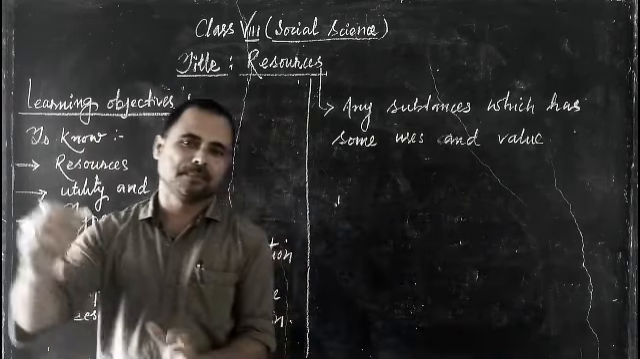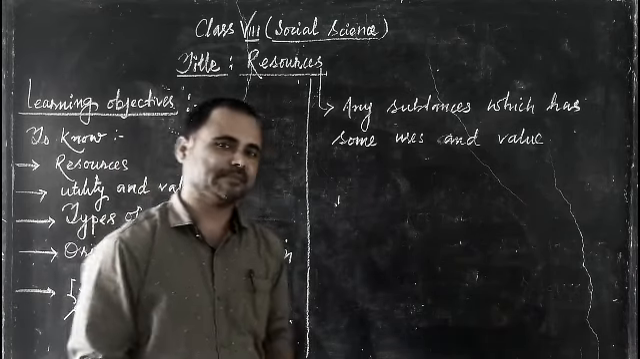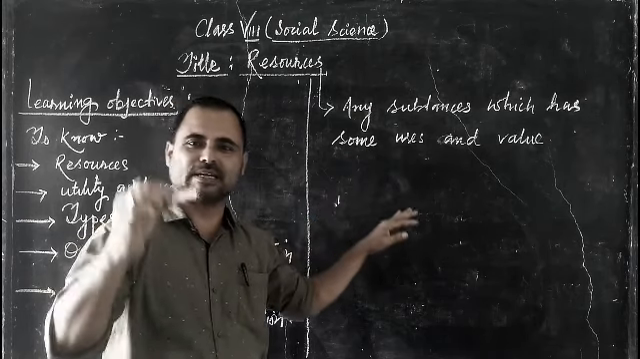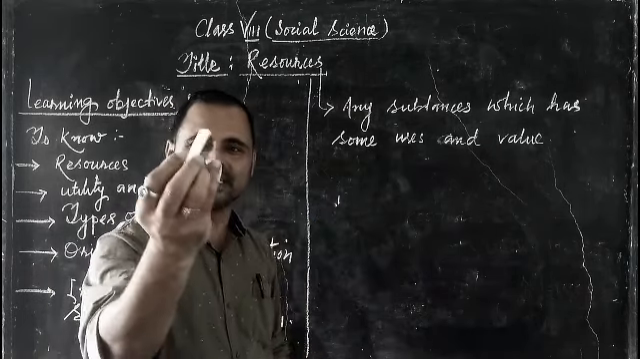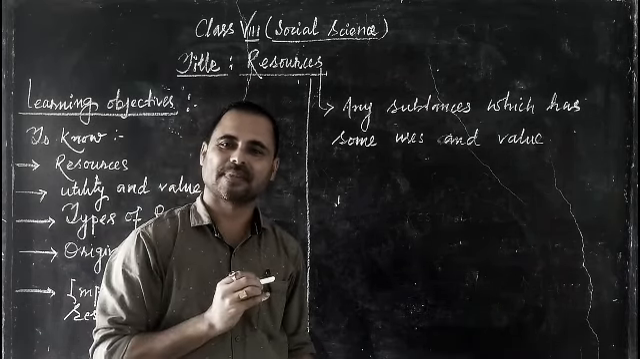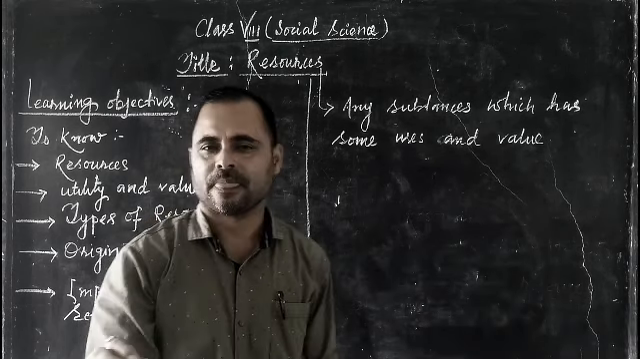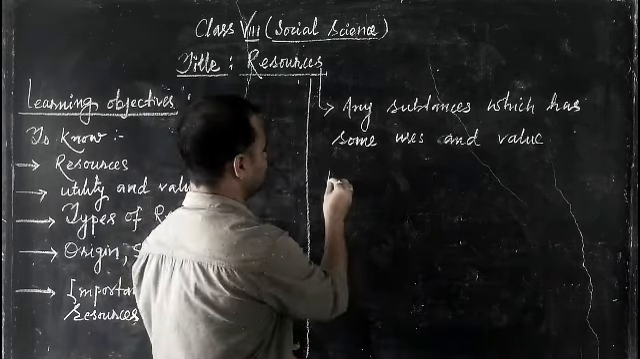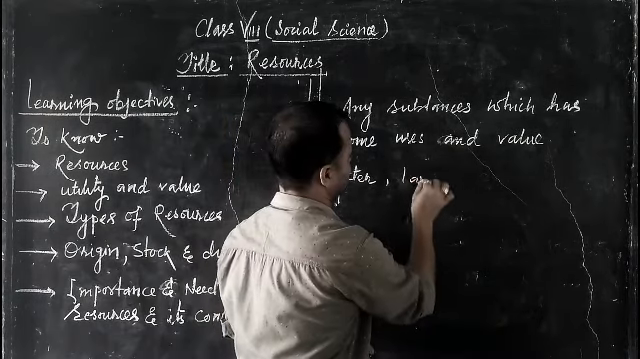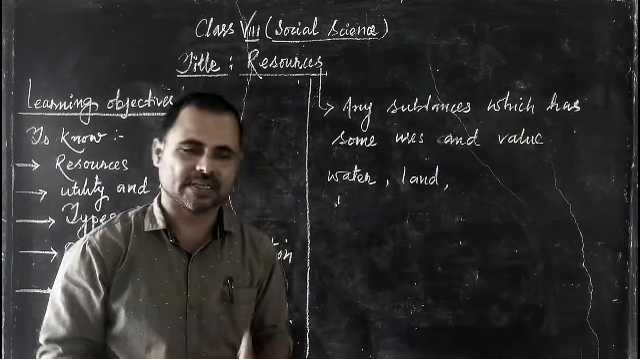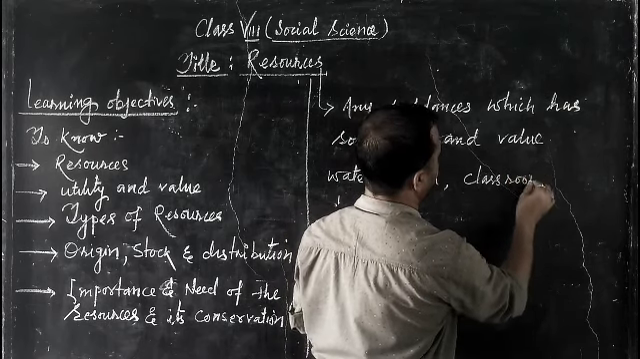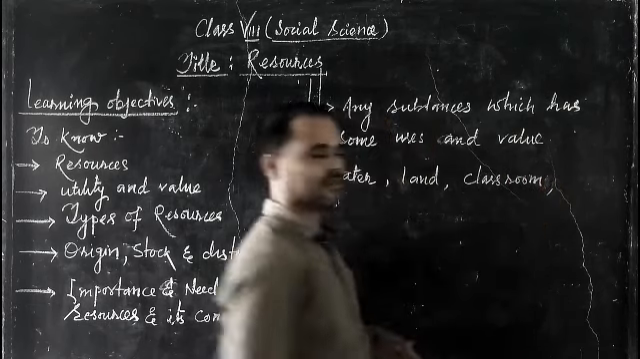Being a teacher, now what I am doing, I am writing something on the blackboard. To write this, I am using this chalk. So it has some use. So this chalk becomes a resource for me, right? In that way, there are so many things. Take water. Water we use for various purposes. Take land, we use land for various purposes. Take this classroom or blackboard or books or chalk.